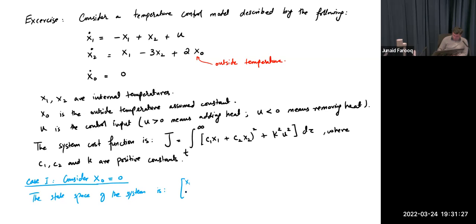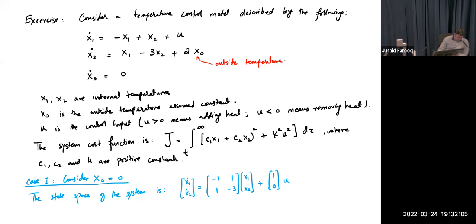Okay, so if you consider x0 to be 0, the state space becomes [x1, x2] dot equals [-1, 1; 1, -3] [x1, x2] plus [1, 0] u.